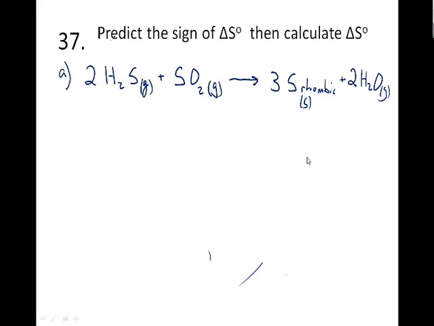As we move on to chapter 16, number 37, here we're asked to, first of all, predict the sign of the change in entropy, and then to calculate it. Now, since we're not given these numbers right in the problem to calculate the change in entropy, you probably assumed that you were supposed to go back to the appendix, in the back of your textbook, and look these up. So first of all, let's look at this and predict what the sign is going to be.